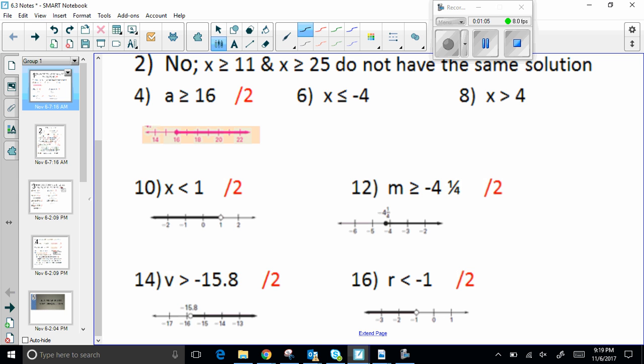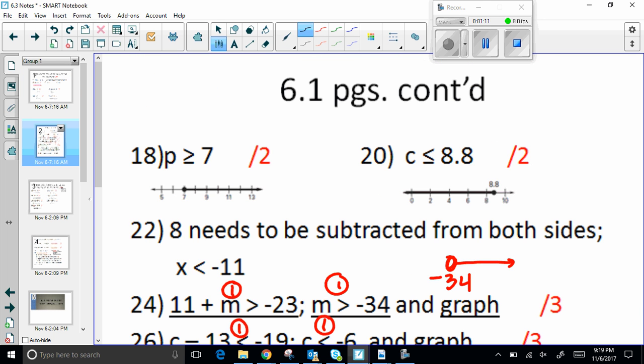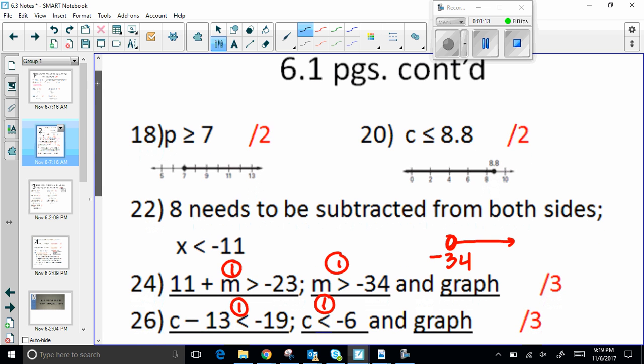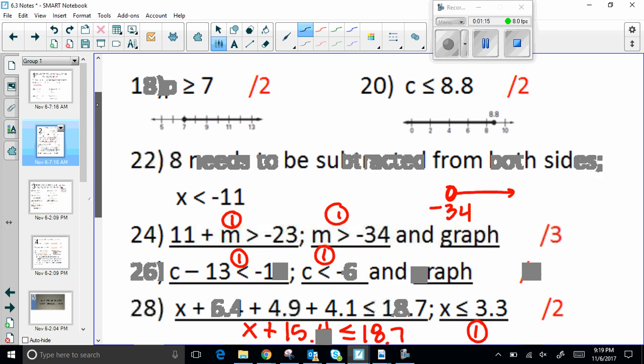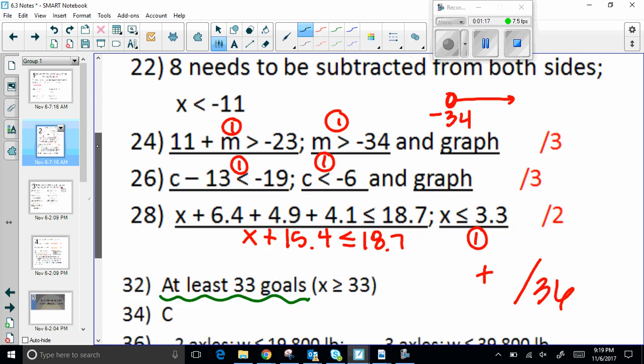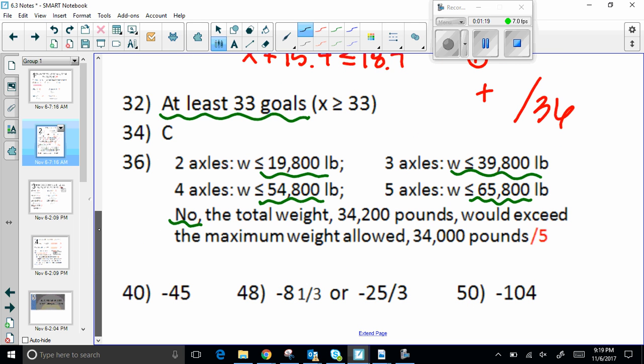So I'll go on to the next slide. Like I said, you can pause this and check your work. We go on to the next slide, 18, all the way down through number 50. Okay, so that was 6-1 homework.